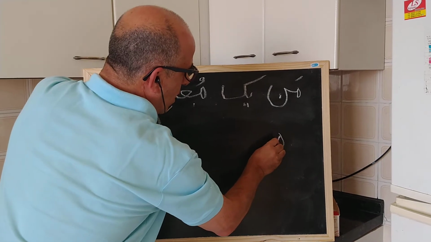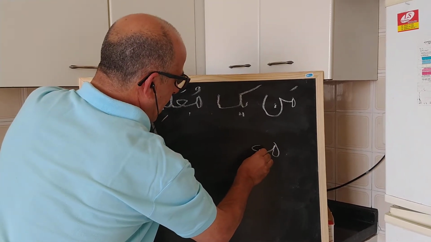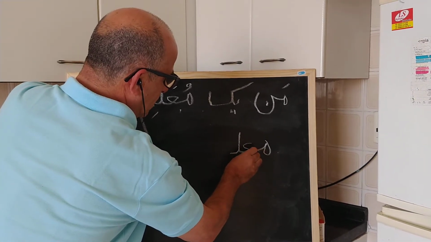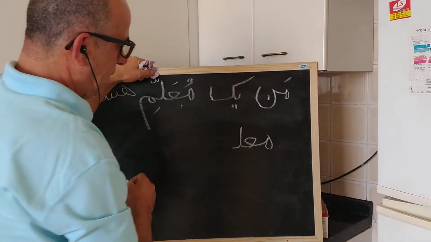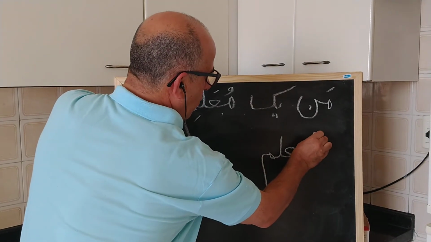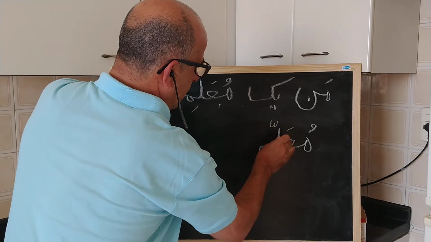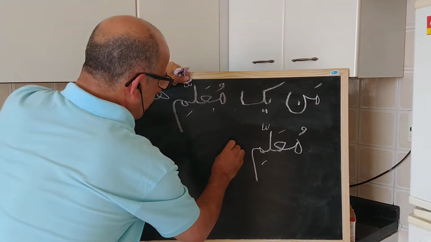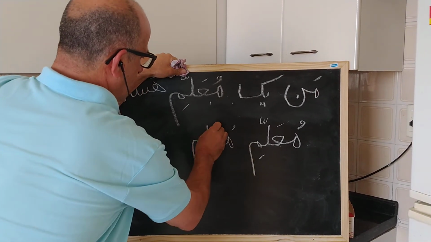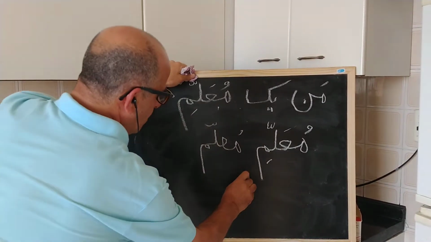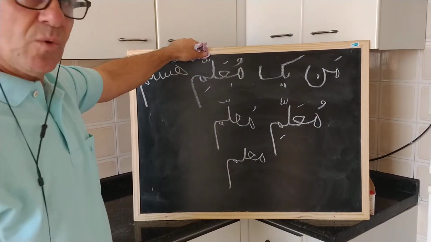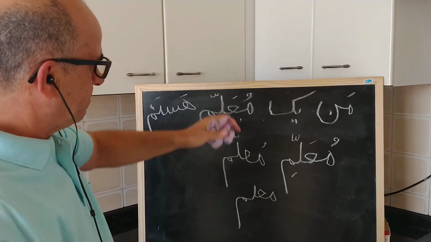Okay, like I want to write Ali. But I do this, and then just join it. Mo'alim. Mo'alim. Okay, these are some forms of writing.